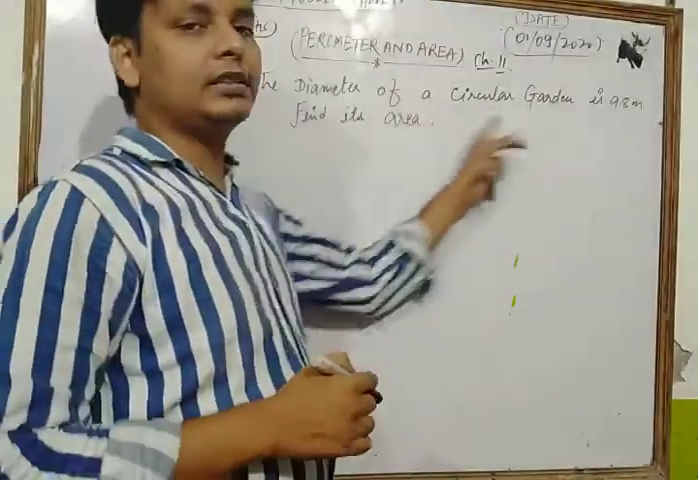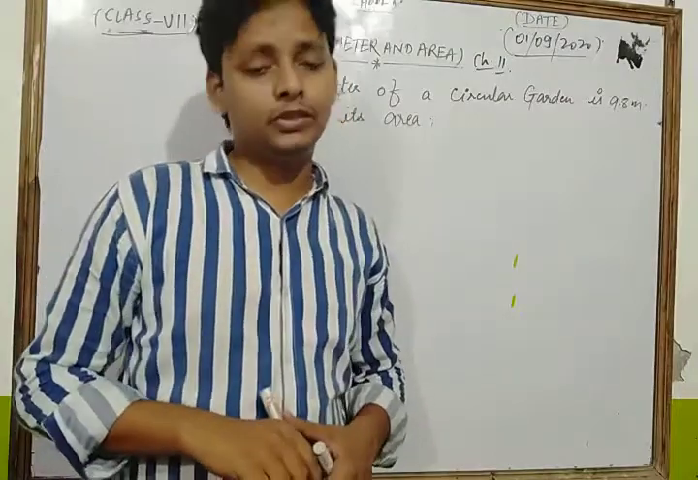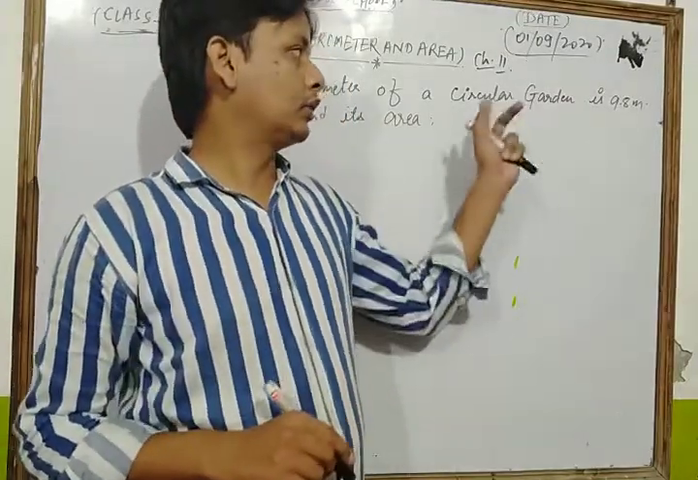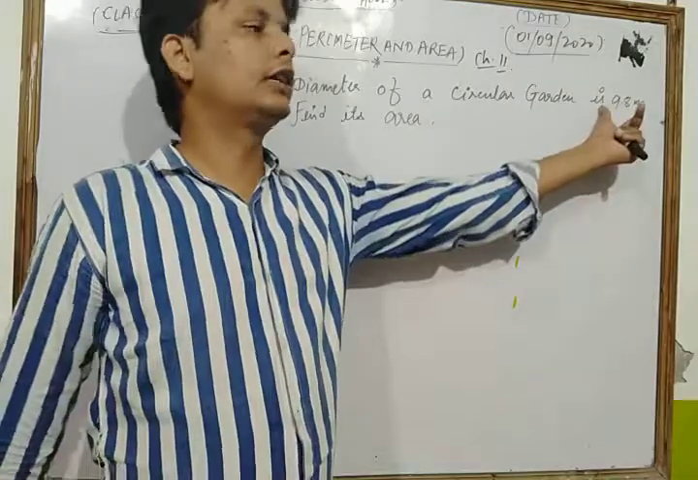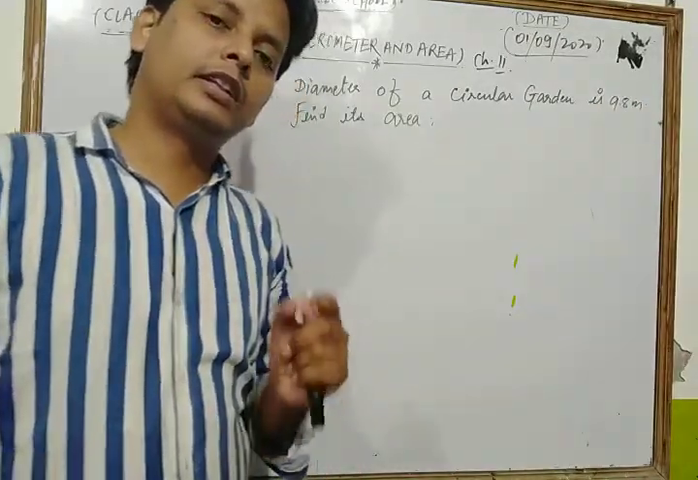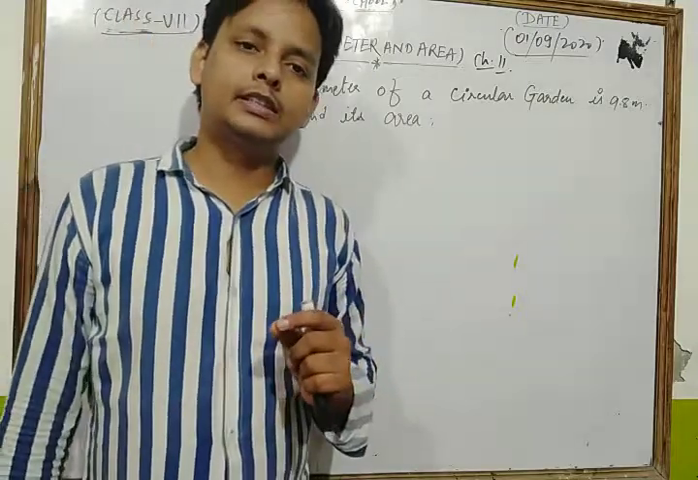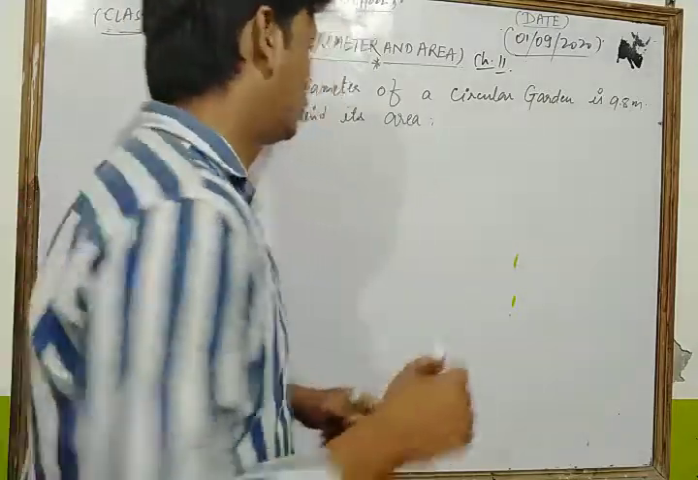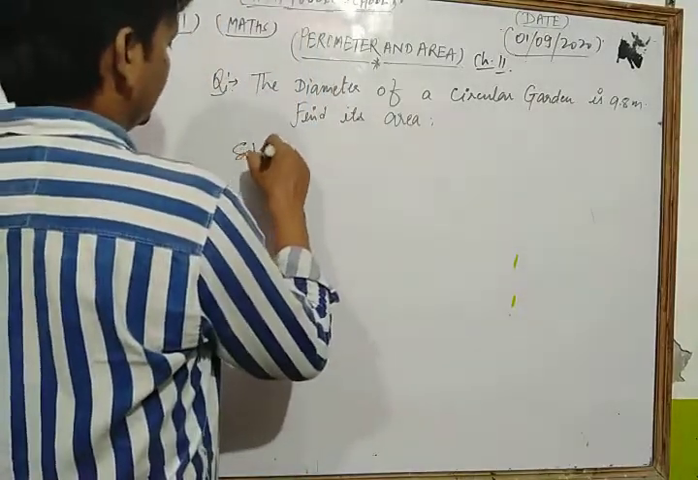Dear students, to find the area of this circular garden, first of all we find the radius of the circular garden. Here the diameter of the circular garden is 9.8 meters. So the radius will be what? You know very well that the radius is half of its diameter. So let's see its solution.